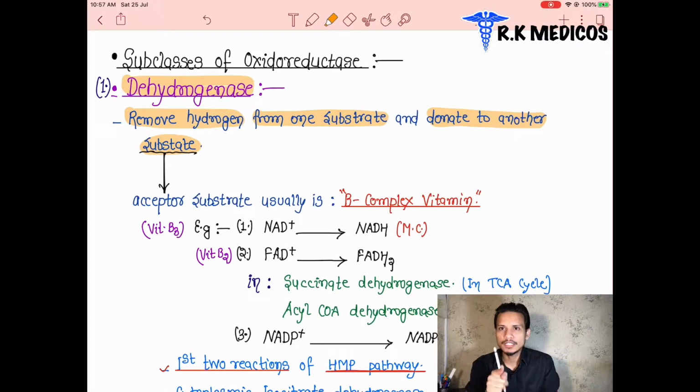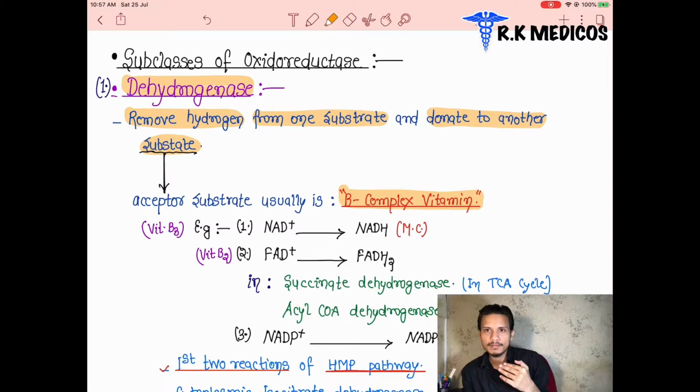The other substrate is basically the B complex vitamins, like B1, B2, B3, B6, B5, B9, B12, like this. These are all the B complex vitamins. Their coenzymes or cofactors are present, like NAD, nicotinamide adenine dinucleotide, and FAD, flavin adenine dinucleotide. These vitamins gain the hydrogen donated by some substrate, and this is called dehydrogenase.